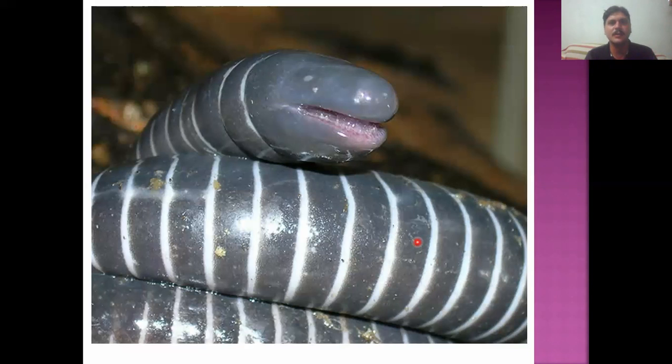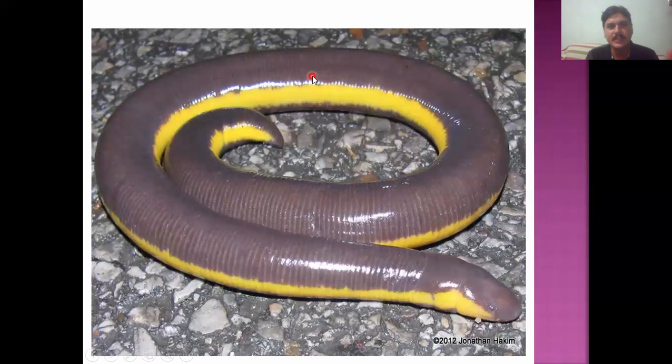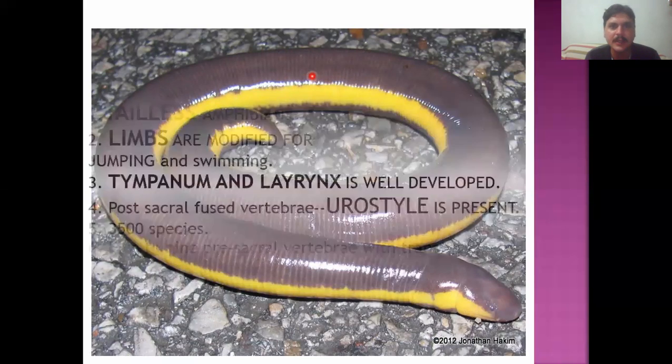So this is a Caecilian. The body is segmented like this. There is proper segmentation present. The eyes are covered by skin foldings. Here is another Caecilian with another color.